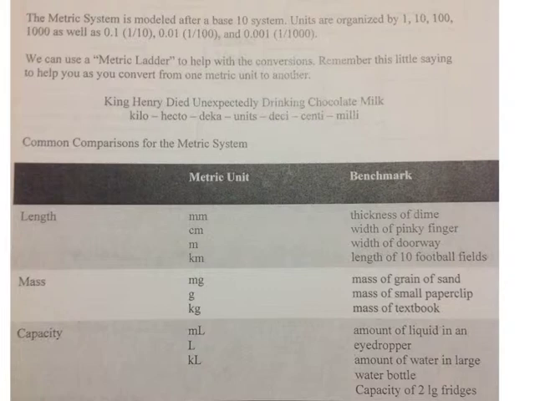We can use the metric ladder to help with the conversions, and that's on another sheet, so don't worry about that yet. Remember this little saying to help you as you convert from one metric unit to another. King Henry died unexpectedly drinking chocolate milk. The K in the king corresponds to the K in the kilo. The H in the hecto goes with the H in the Henry. Then you have deca and died, units for unexpectedly, deci drinking, centi chocolate, milli milk.